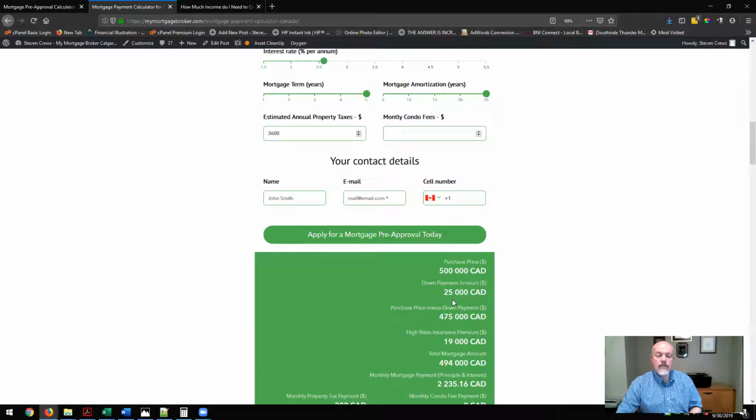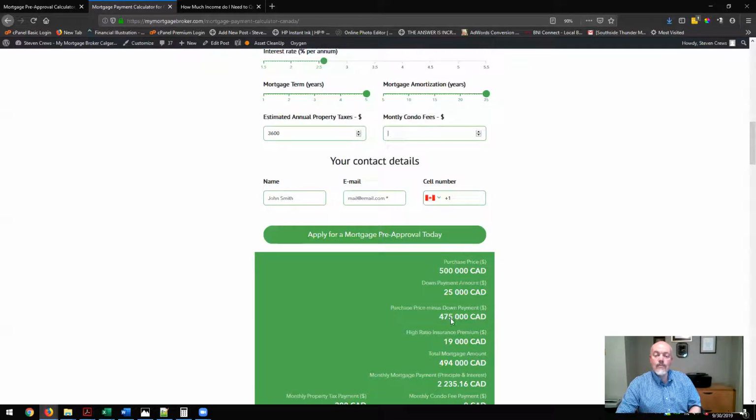So 5% down works out to be a $475,000 net amount, plus a default insurance premium of $19,000. And as you probably know, if you've watched some other videos, the default insurance premium is there to protect the bank. You pay it, it's added onto your mortgage, but it protects the lender. If you stop making payments, the insurer will take over the mortgage and try to recover the funds, but give the bank their money back. So it's an insurance policy for the bank.